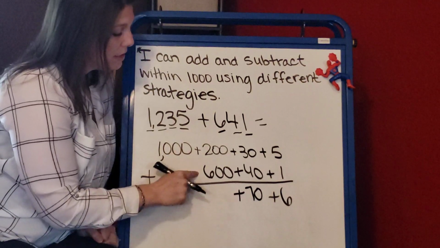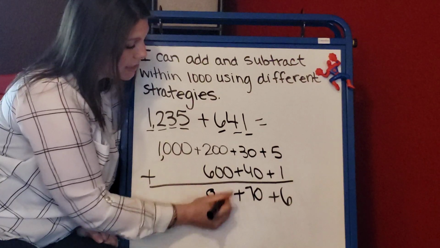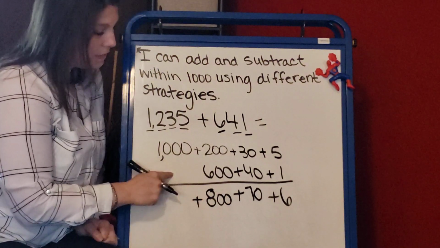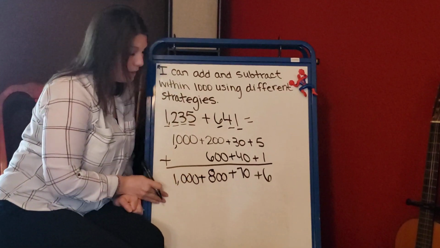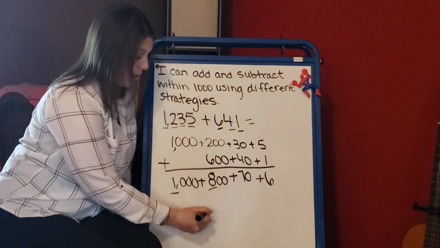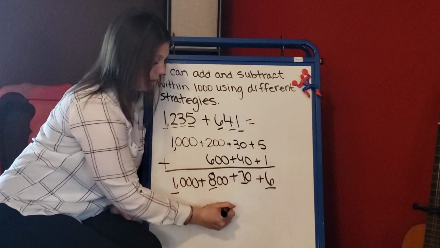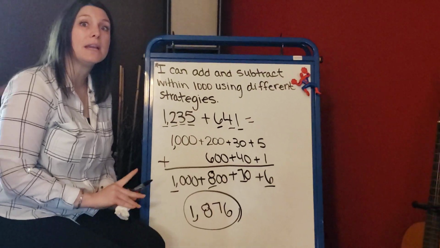Same thing with my hundreds. 200 plus 600, 2 plus 6 equals 8, and then I bring down my 2 zeros for 800. And 1,000 plus 0 equals 1,000. I can then go through and add these together, so I've got 1,000, 800, 70, and there's my answer, and that's expanded form.